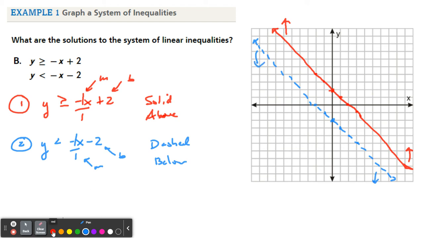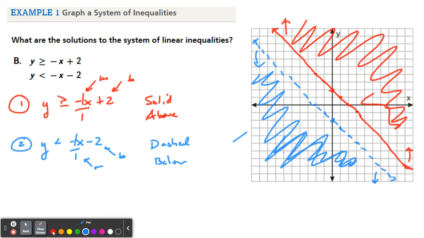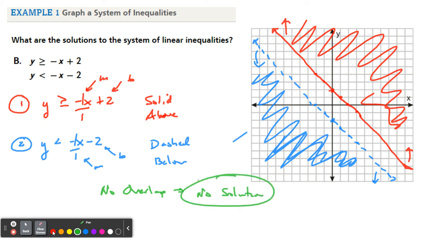So now here's the problem, right? If I graph this, there would be red up here, and there would be blue down here. But where does the overlap occur, right? There is no overlap. So because there is no overlap here, that means there's going to be no solution to this system. Now notice that these two lines are parallel, right? That's what the same slope means. Because the slopes are the same, these two lines are parallel.